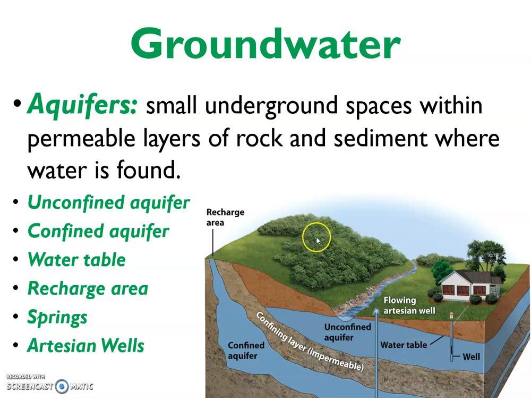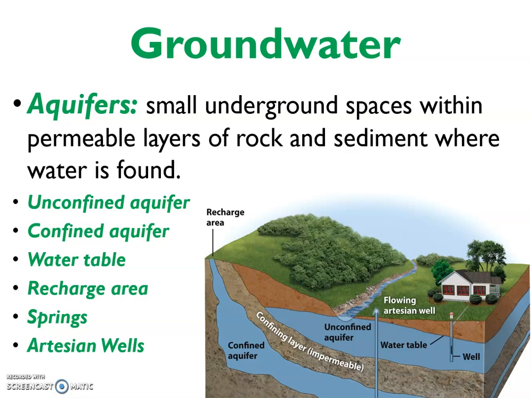So going back up to our definitions here, an aquifer is small underground spaces within permeable layers of rock and sediment where water is found. Permeable meaning that the water can percolate in between the layers of rock and sediment. And even though they're small spaces, it exists in significant quantities, enough that we can use that water to supply water to our towns and for agriculture and industry.